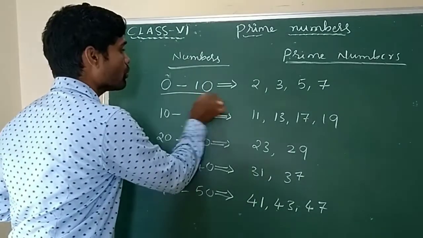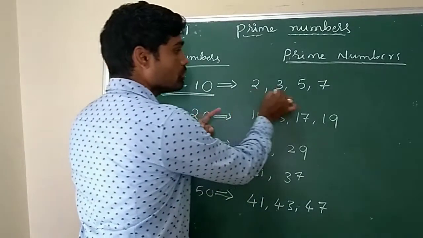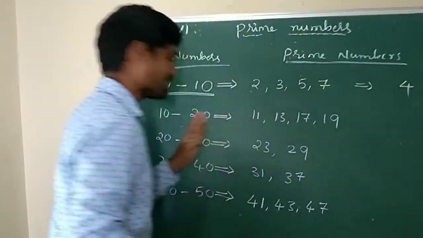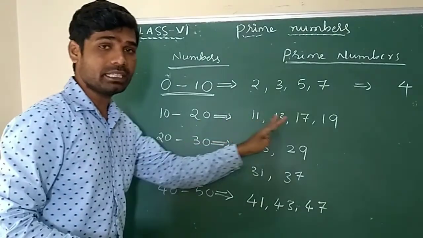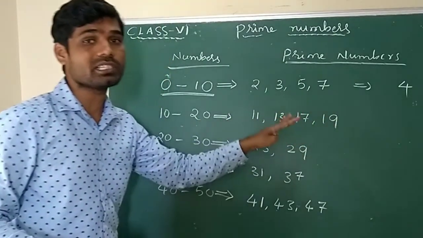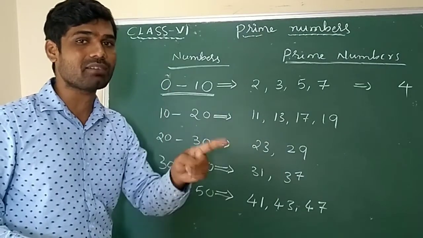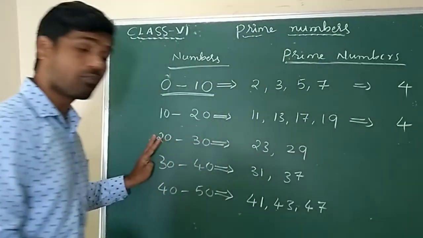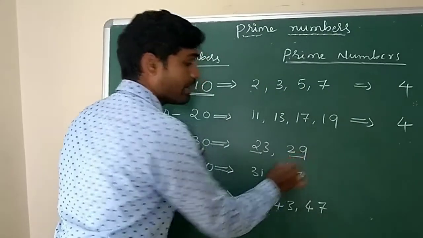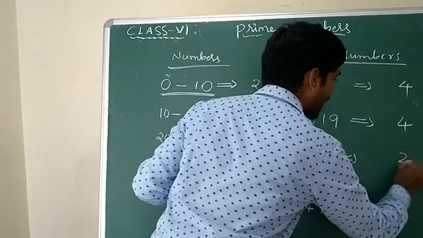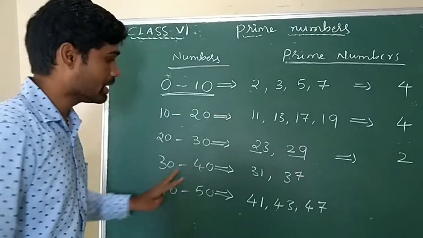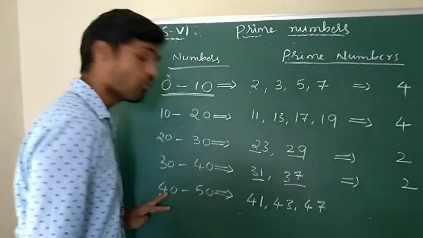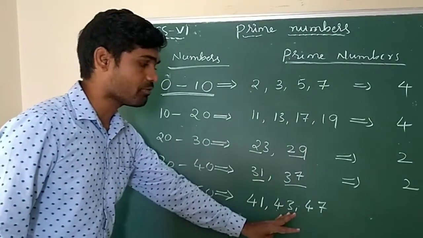See, now from 0 to 50, what are the prime numbers? 2, 3, 5, 7. How many are there? 4. The next, from 10 to 20: 11, 13, 17, 19. Because they have only two factors, they divide by themselves and one. So only two factors. These are also 4. From 20 to 30, only 23, 29. So we have only 2. The next, 30 to 40. Here also we have only 2: 31 and 37. The next, from 40 to 50, you can see here 41, 43, 47.